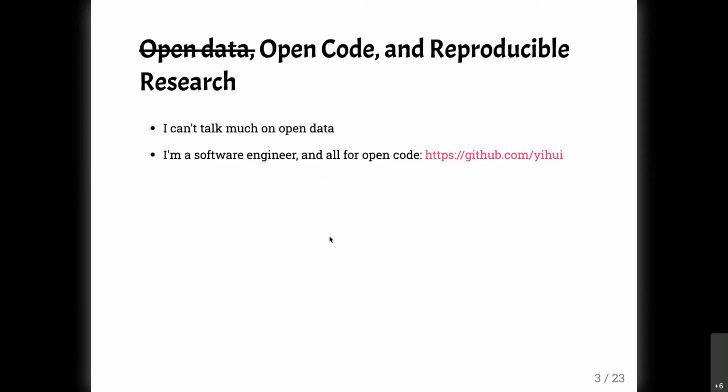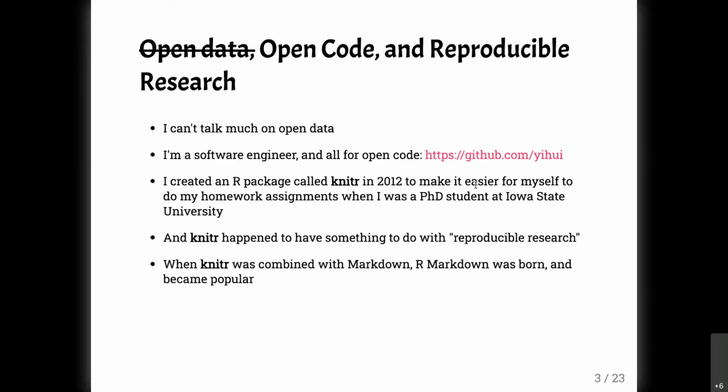To be honest, I'm not really an expert on open data, so I'm not going to talk much about that today. I am a software engineer, so I'm all for open code. As you can see from my GitHub page, I have worked on several open source R packages. The first one was called Knitr, and I started working on it in 2012. My original goal was to make it easier for myself to do my own homework assignments when I was a PhD student at Iowa State.